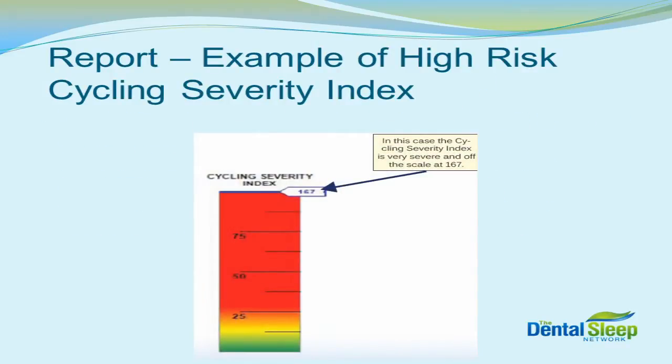In this example, we see a severe case with a cycling severity index. This patient is considered to be off the chart.